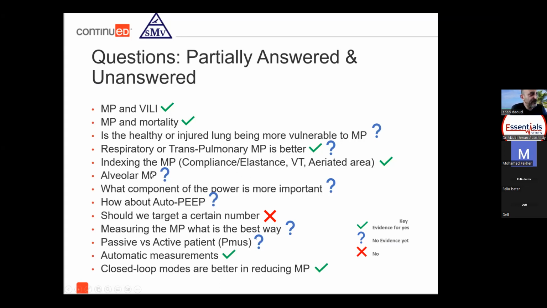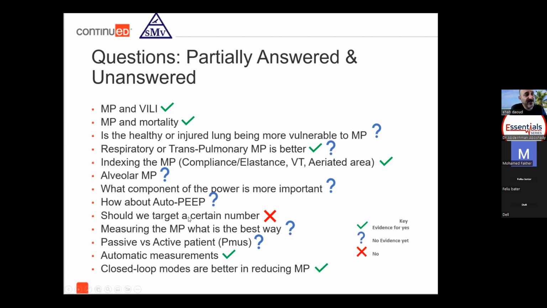I mentioned before the alveolar mechanical power. We don't know which components of the mechanical power are more important. We talked about the elastic one, which is the PEEP and the tidal volume. We talked about the resistive. Should we even bother with the resistive mechanical power? Should we bother with the PEEP power? John Marini talked about this a lot. It's very interesting to hear the talks or read the articles that talk about this, but for now we don't have much evidence. How about auto-PEEP? A lot of times the patients are having auto-PEEP and we calculate our mechanical power based on the PEEP alone, so we don't know.